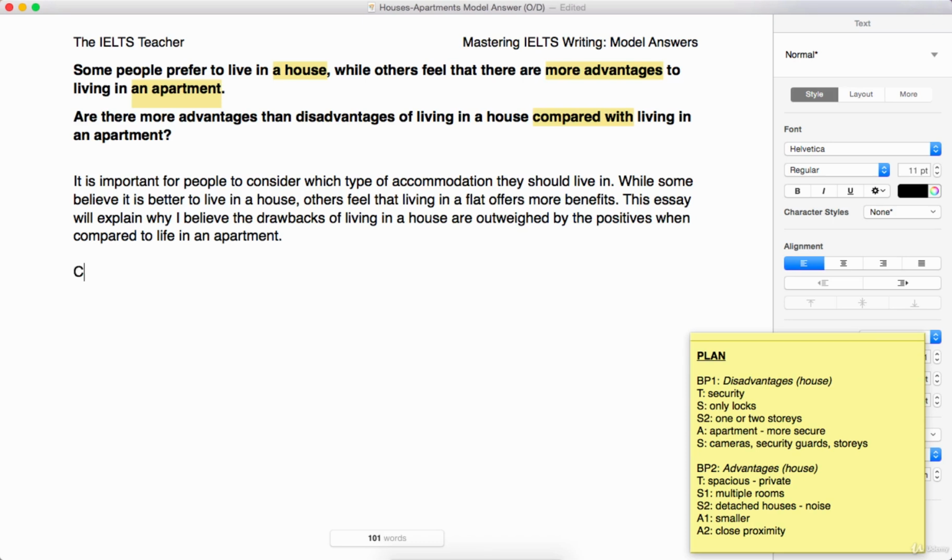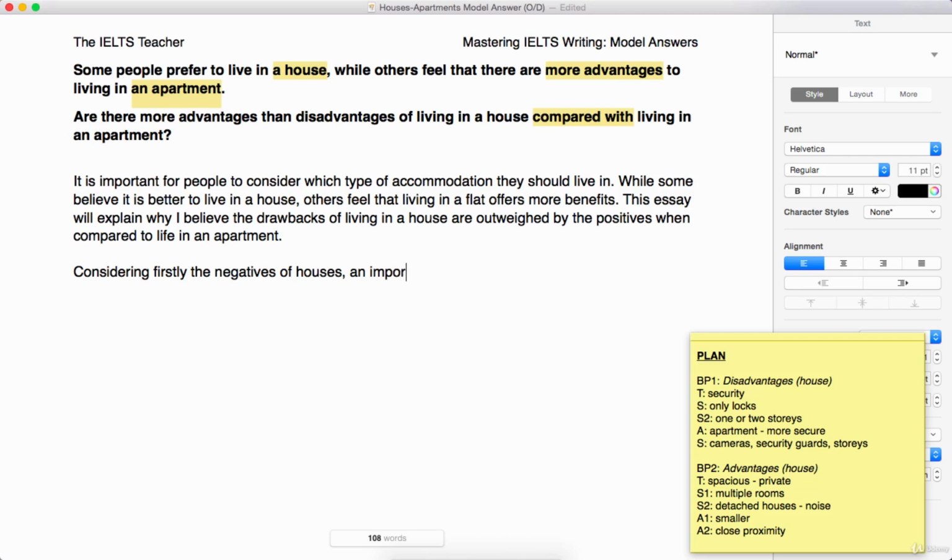So we'll say, maybe considering firstly, a nice expression to use, considering firstly the negatives of houses. You could say of living in a house, of life in a house, but I'm just worried that it will turn into quite a bit of repetition, so I'm going to leave that out there. But important comma there, following the cohesive device, the opening.